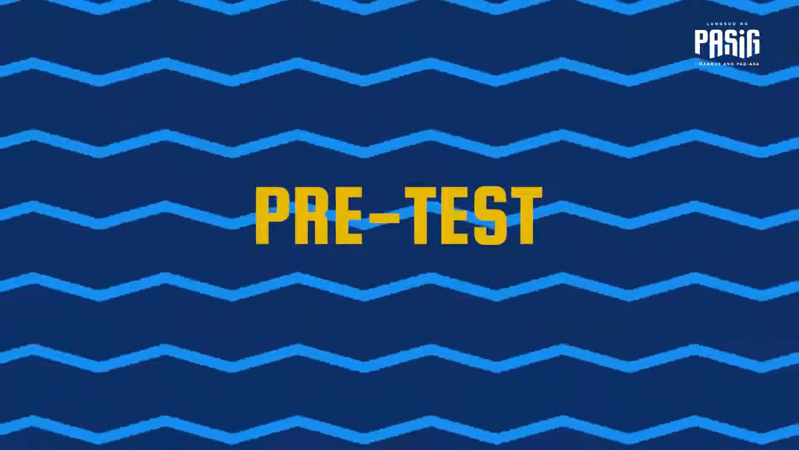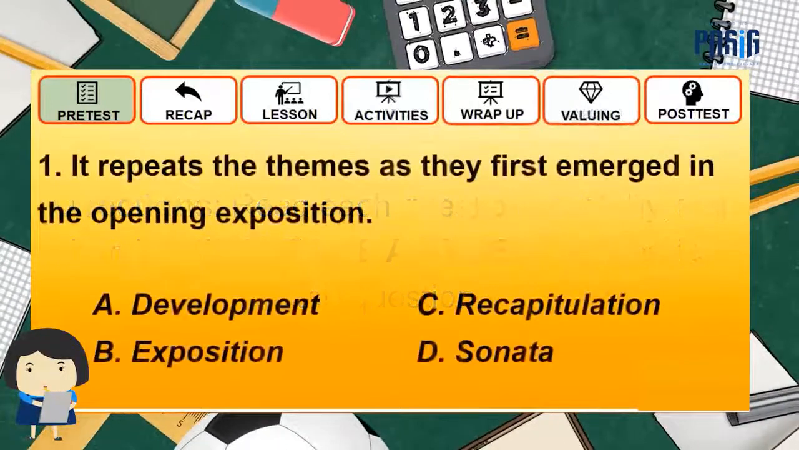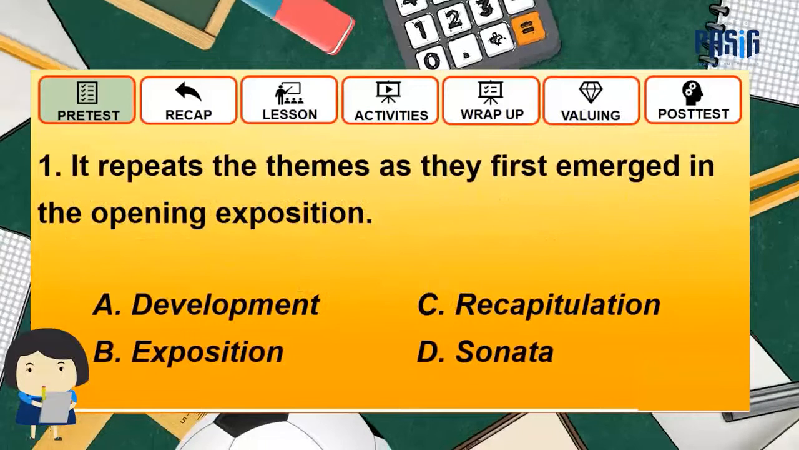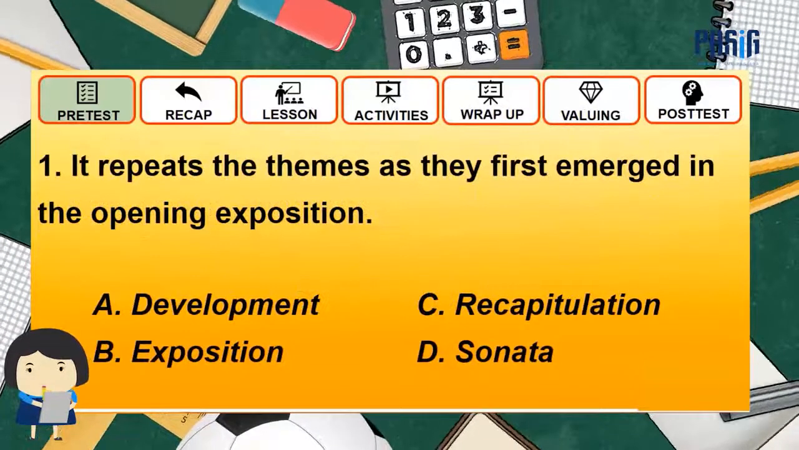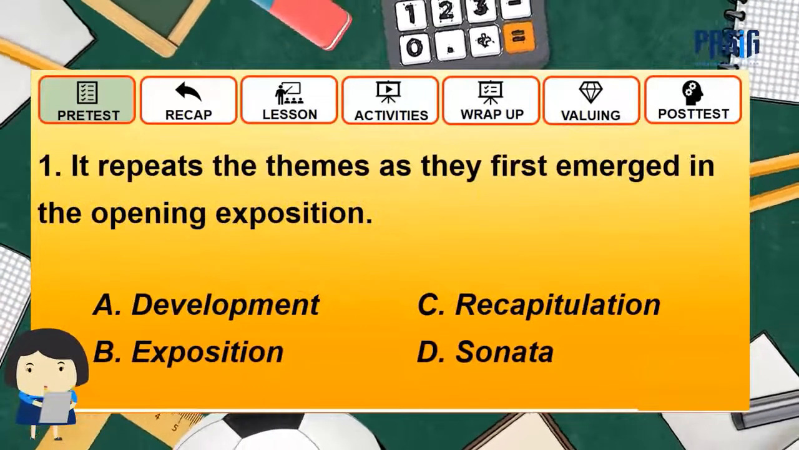Directions: read each question carefully, and then encircle the answer that best fits the question. Number 1. It repeats the themes as they first emerged in the opening exposition. A. Development. B. Exposition. C. Recapitulation. D. Sonata.